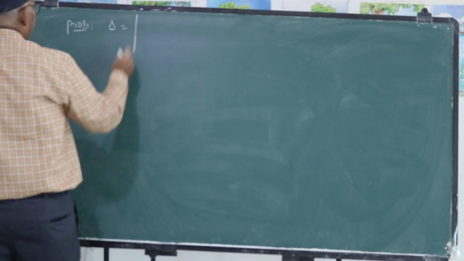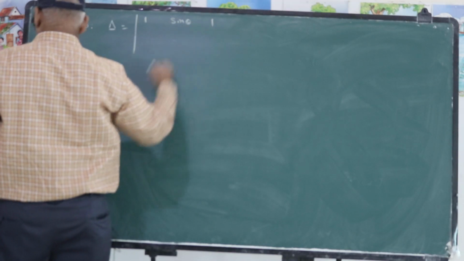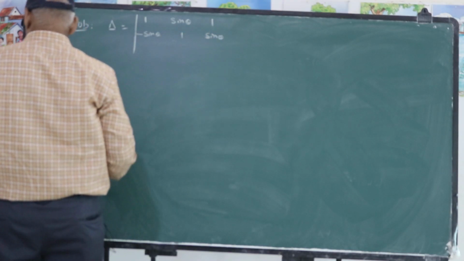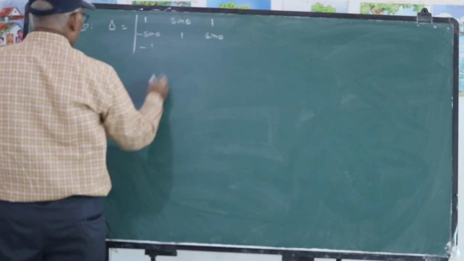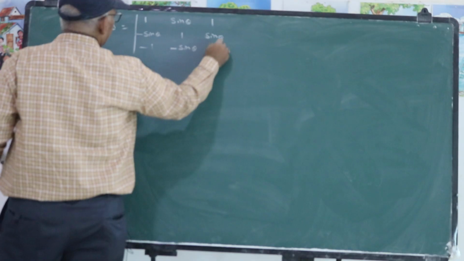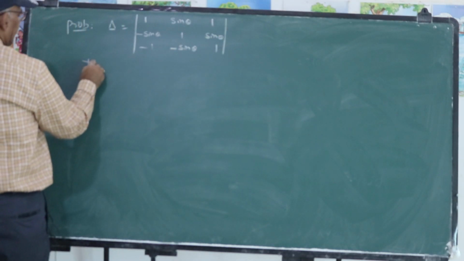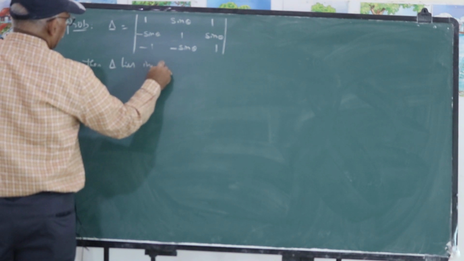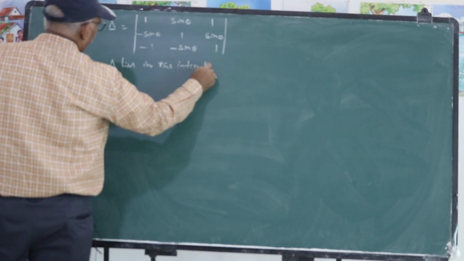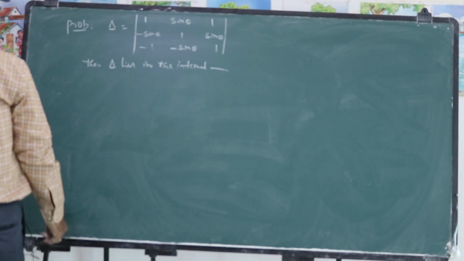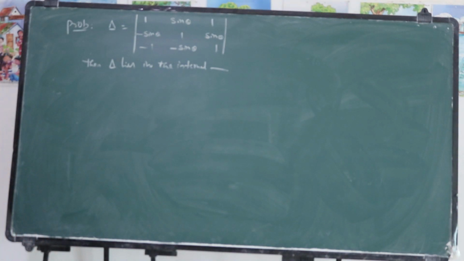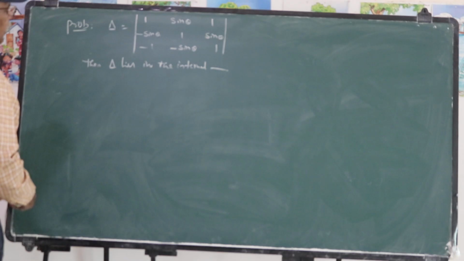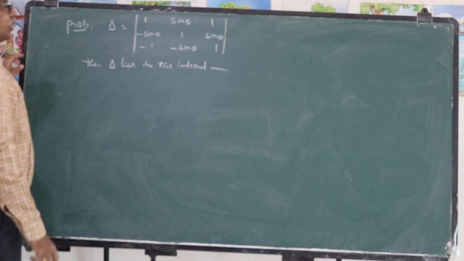If delta equals the determinant with rows 1, sin theta, 1; minus sin theta, 1, sin theta; minus 1, minus sin theta, 1, then delta lies in the interval dash. In which interval does delta lie? That is the question here.